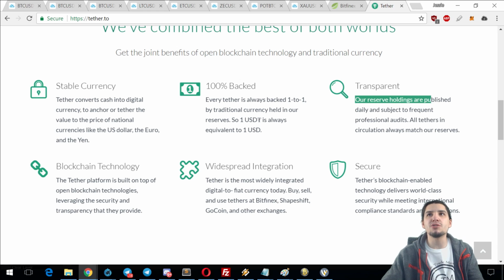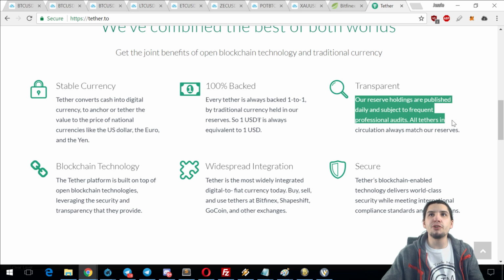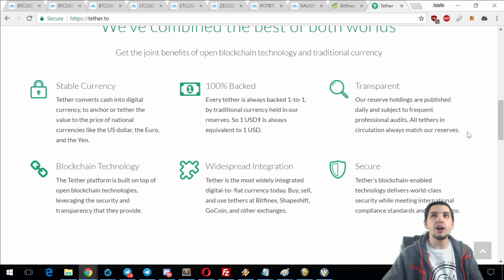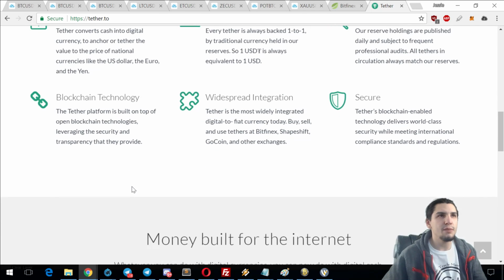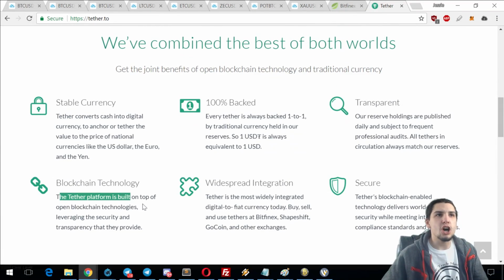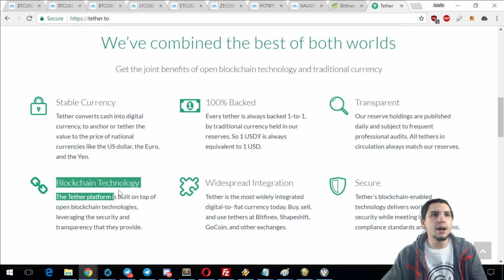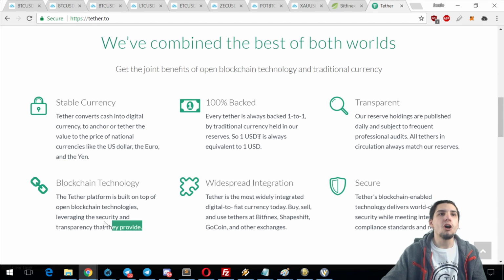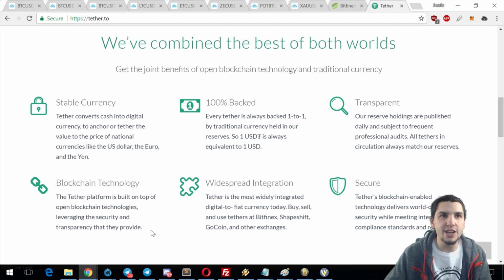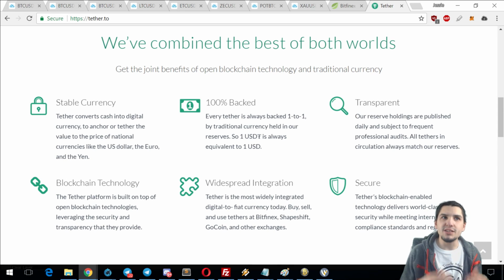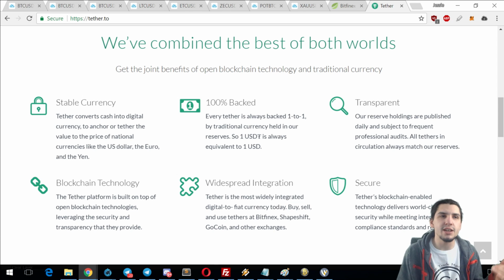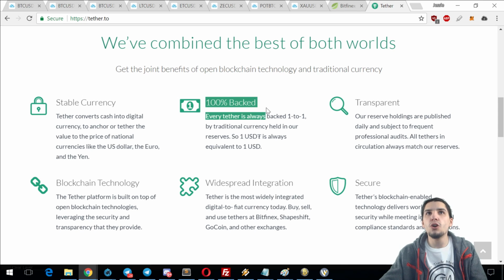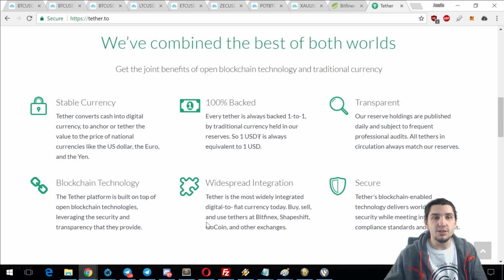Okay, they say transparent. Our reserve holdings are published daily and subject to frequent professional audits. All tethers in circulation always match the reserves. And there's also been audits where we're still waiting for the audit. So that brings us to points of concern. Tether does operate over a blockchain, so all the transactions that happen over Tether, just like Bitcoin and almost every other cryptocurrency, are logged on a blockchain, so you can verify them. Like I say, USDT is a cryptocurrency. It's not United States dollars. It's a cryptocurrency that's verifiable on the blockchain that is supposedly 100% backed by US dollars, supposedly.